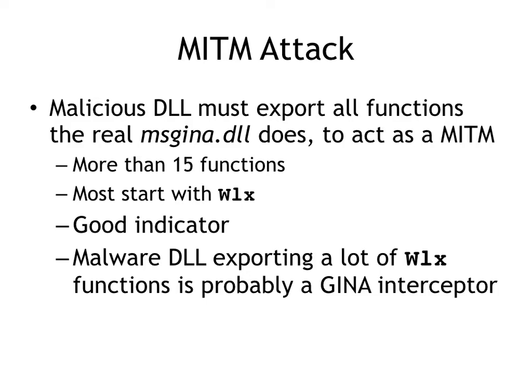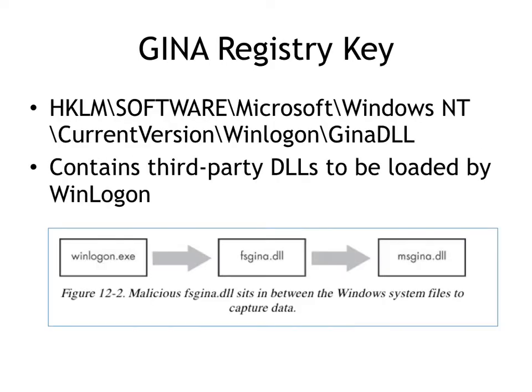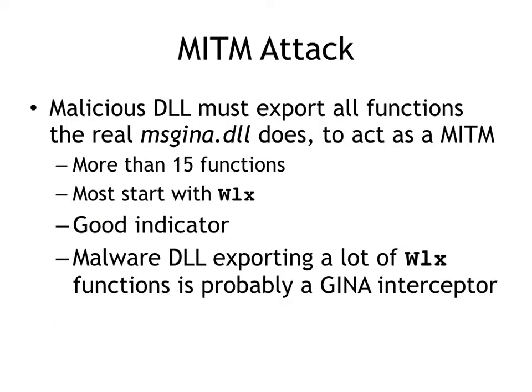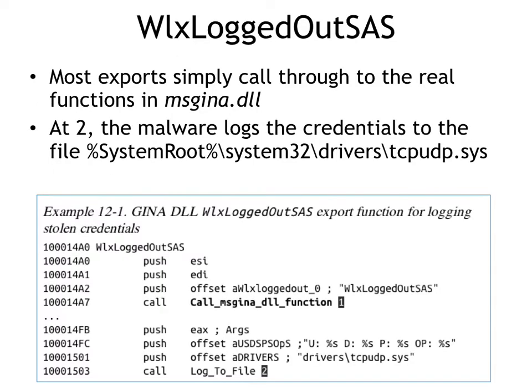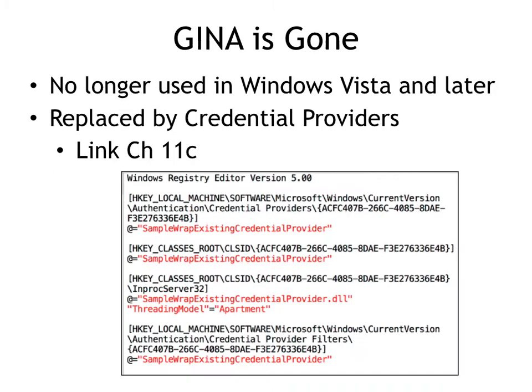So the malicious DLL exports all the functions the real MSGINA does, so that Winlogon thinks it's calling the real GINA, and it finds that all the functions it needs are there, and they pass it on to the real function, but now you have a chance to steal the data in the middle and dump it on some third party like Pastebin or something, so you can steal the passwords. All right, so if you see WLX exports from malware, that is probably a GINA interceptor. But these things are probably on the way out because GINA's over. Microsoft got rid of it when they got rid of XP. So only old systems use MSGINA.